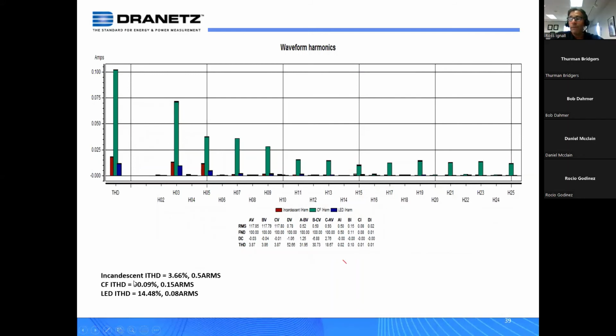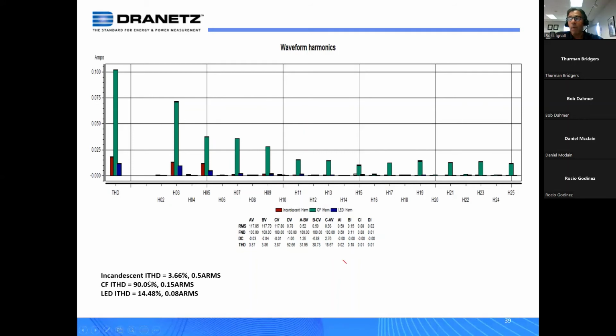So when you look at the harmonic content, and this is important in the scope of TDD that we mentioned, you could see the ITHD for the incandescent was 3.6%, low THD, but you could see the harmonic content of the current was 0.5 amp. This is the 0.5 amp draw, I should say, from this light bulb.